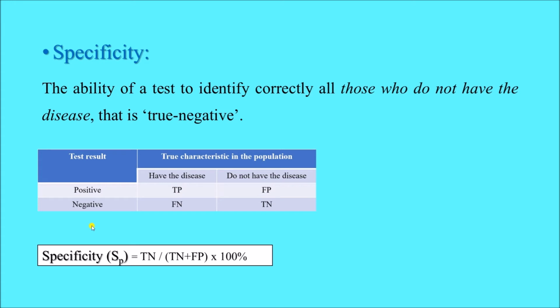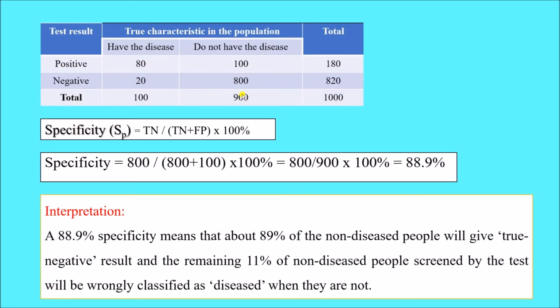The formula of specificity is true negative divided by true negative plus false positive. True negative plus false positive is basically the total number of people who do not have the disease, and same thing, it is also multiplied by 100%. The same example is given here. The specificity is true negative, that is 800, divided by true negative 800 plus false positive, that is 100, so 900. So 800 divided by 900 times 100%, which is about 88.9%. So the specificity of this test is 88.9%.